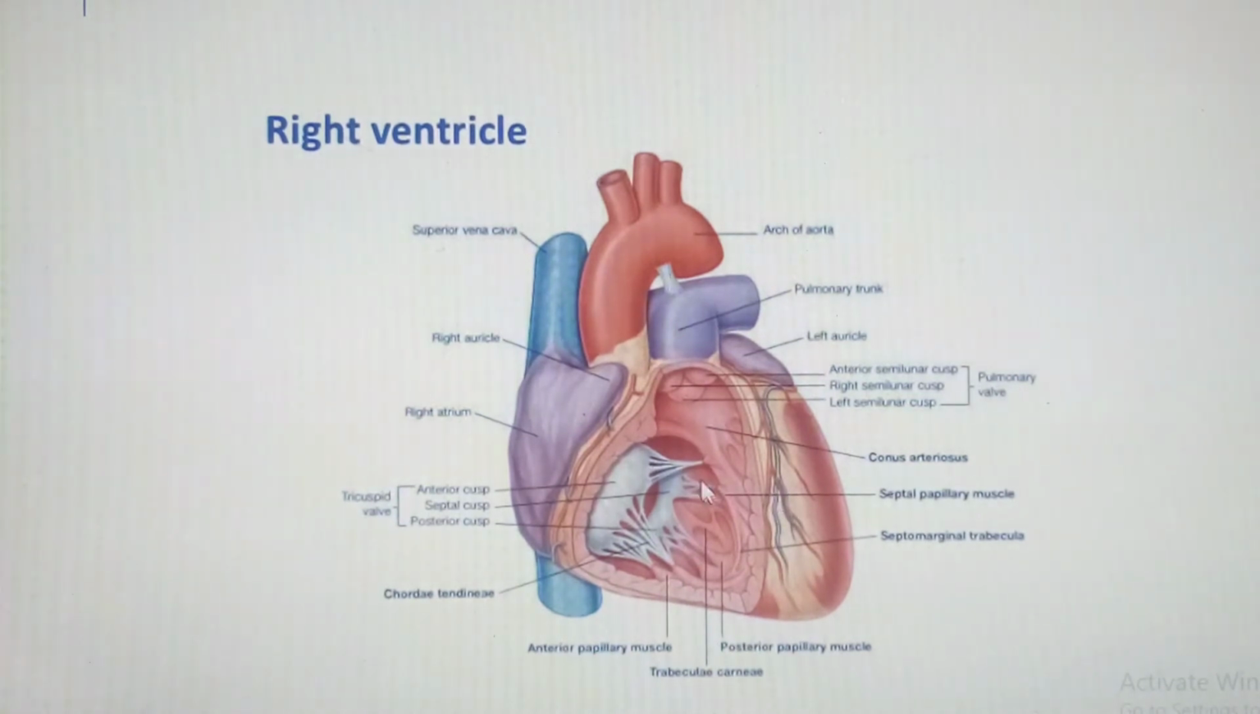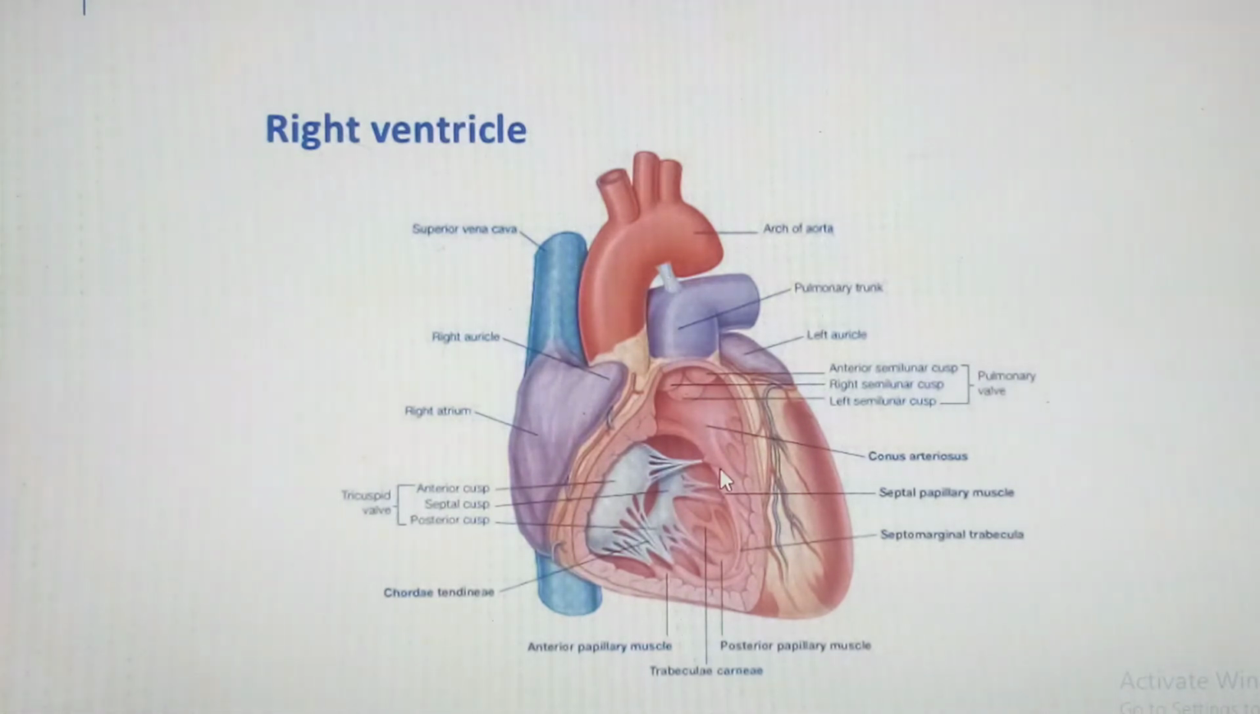So there we are. We've seen the right ventricle already. Now I'm interested in telling you something about this area, this septum, which separates the right ventricle from, of course, the left ventricle. So in between these two ventricles will be the interventricular septum.